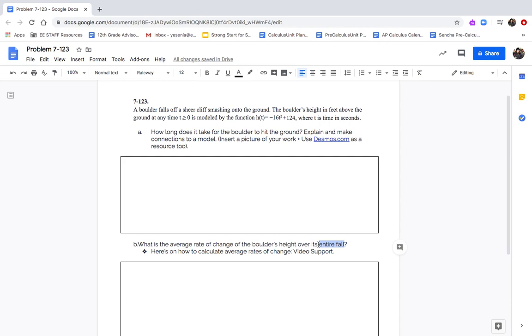What does the entire fall look like in the model that you're looking at? You're going to decide where its starting point is and where its ending point is. That's what it means by the entire fall. Once you have those two coordinate points, then you'll be able to calculate the average rate of change. So here's the video support.